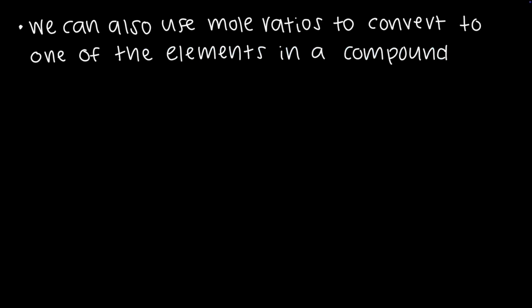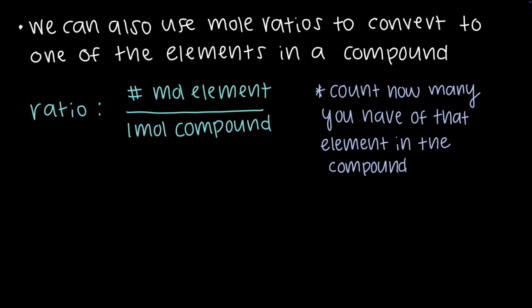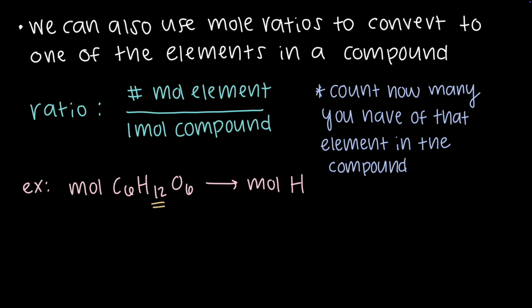For now, we can convert to an element within a compound using a mole-to-mole ratio. We will always have 1 mole of the compound, and to find the moles of the element to use for the conversion factor, you just have to count the amount you have for that element in the compound. For example, I could convert from moles of glucose to moles of hydrogen by seeing that I have 12 hydrogens in the compound.